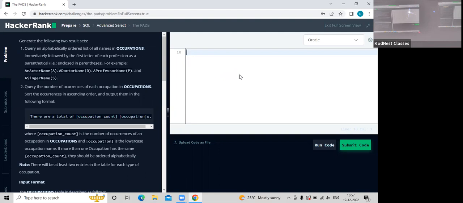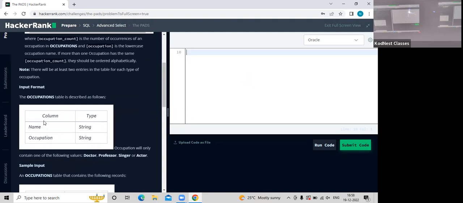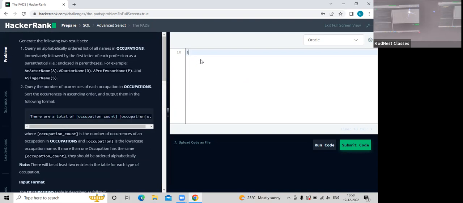Okay. What do we want? We have to query an alphabetically ordered list of names in occupations, which means we want the names in the occupations table. So let us just observe the table. Yes, occupations is the table name, and in that we have the column name. Correct? So let us write that. Select, what do we want? Name we want. From which table? From the occupations table.